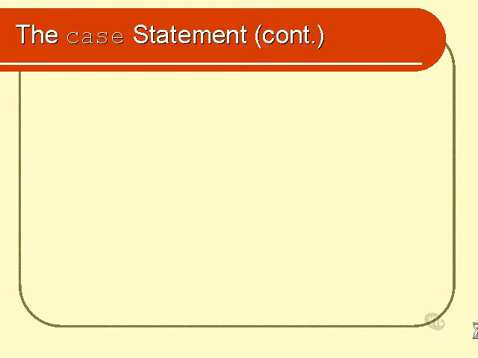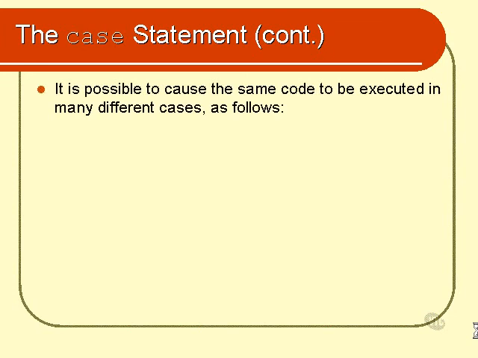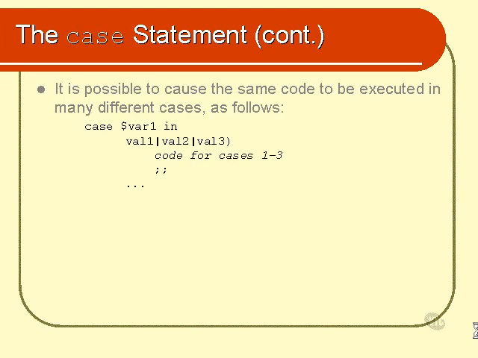So I'll now just quickly show you a couple of other simple options that can be used with the case statement that just make it that little bit more user-friendly and useful. And the first one is that it's actually possible to specify that the same code be executed in several different cases, and you might do that like that. You use the vertical bar symbol or the pipe symbol. So here, where I've got code for cases 1 to 3, that actual code there will get executed if var1 happens to be equal to val1, val2 or val3.